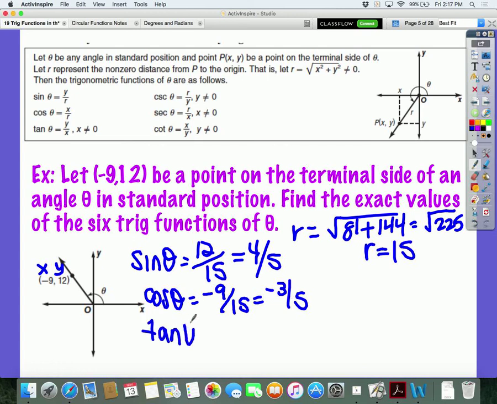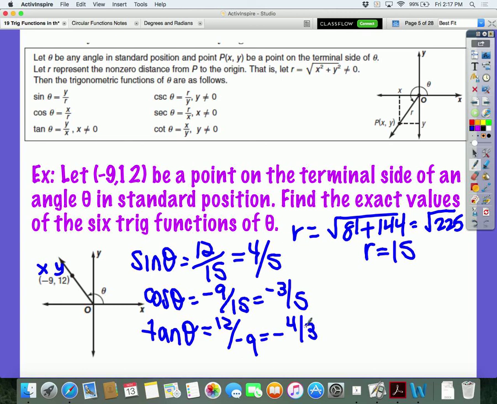Tangent theta, let's finish this off. Y over x, 12 over negative 9, which is 4 over negative 3. Now, if the denominator is negative, what does that mean for the fraction? It's all negative, so that's negative 4 over 3.